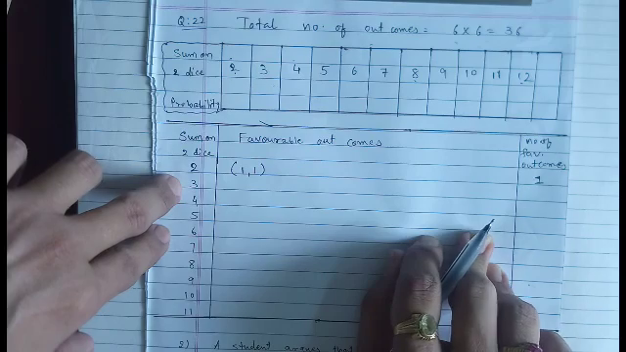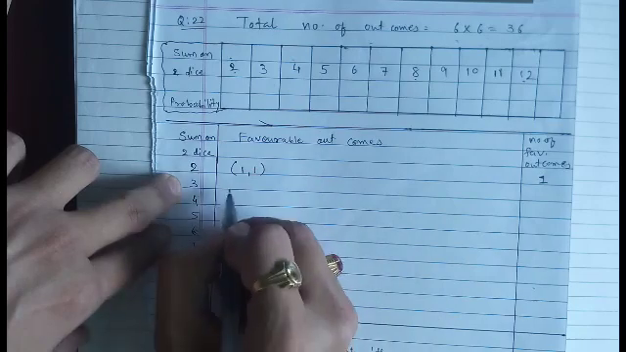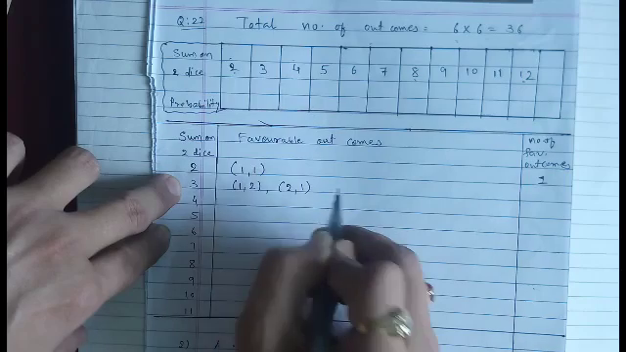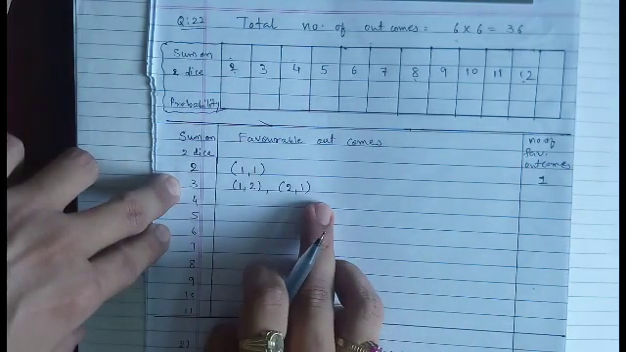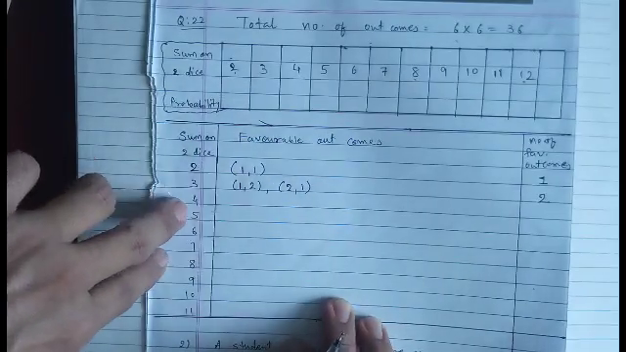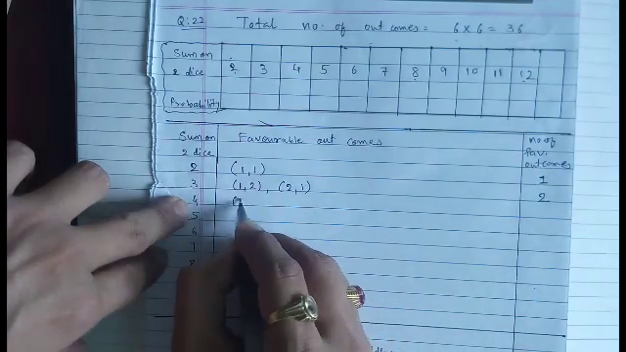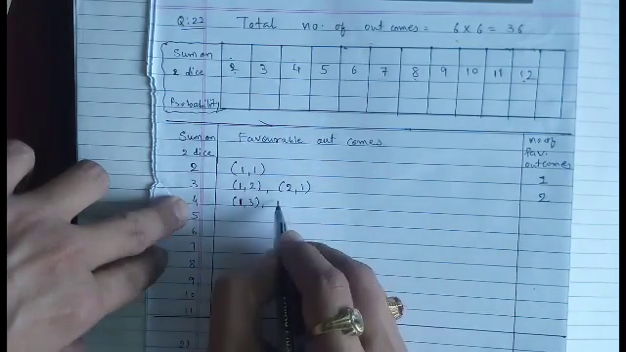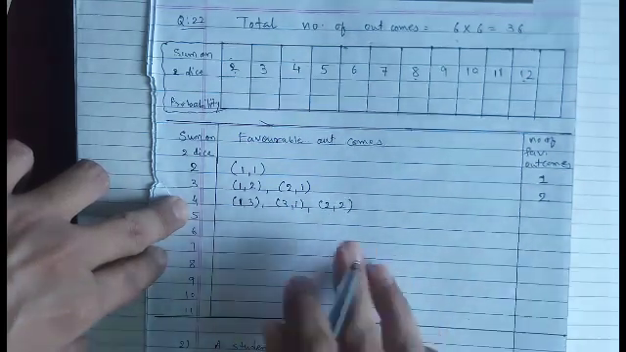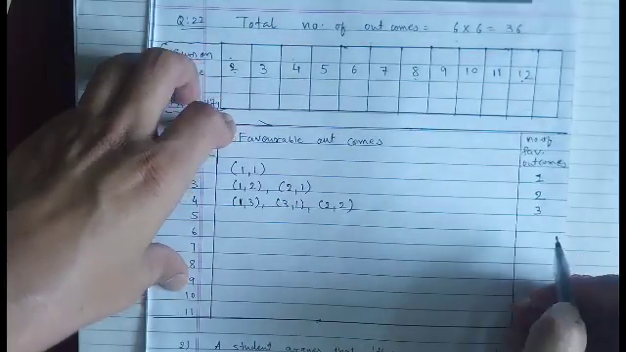Next is sum 3. Now which are the possible outcomes in which we get sum 3? They can be 1, 2 and 2, 1. 1 plus 2 is 3 and 2 plus 1 is 3. It is 2. There are 2 possible outcomes. Next is sum equal to 4. Now what are the possible outcomes? We can have 1 plus 3 equal to 4, 3 plus 1 equal to 4, 2 plus 2 equals 4. Therefore, the number of possible outcomes is 3.